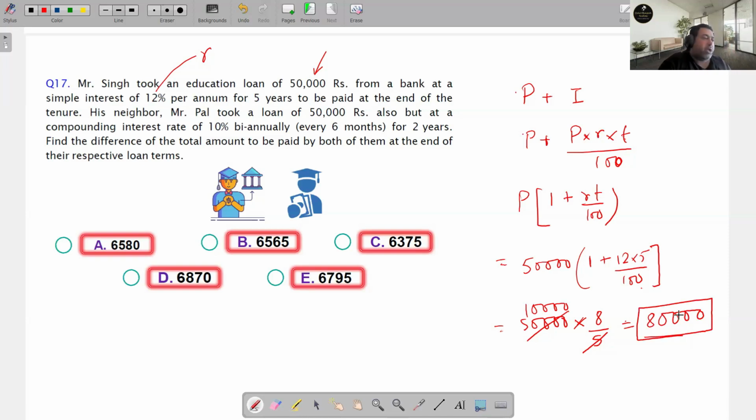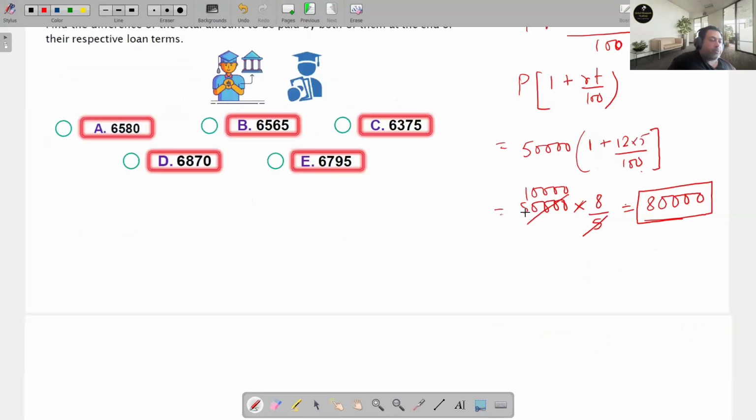All right, so if you look at this also, 12% per annum into 5, 12 into 5 is going to be 60%, right? Overall. So 60% of 50,000 is 30,000, and 30,000 you are adding to 50,000, which is the principal amount. You will get the 80,000 rupees.